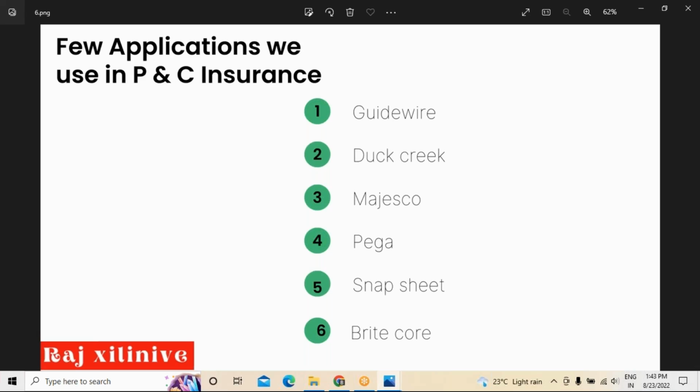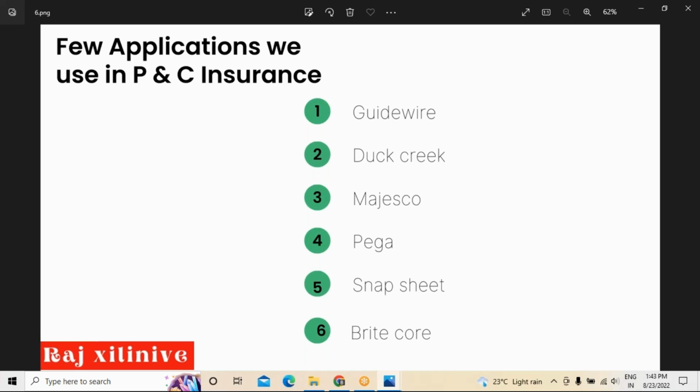So these are a few applications used across industries, especially in reference to insurance, and especially property and casualty insurance. Whereas when it comes to health insurance, there are different applications, something like Facets and QNXT. But as far as P&C insurance itself is concerned, these are the few applications which we normally use across industries.